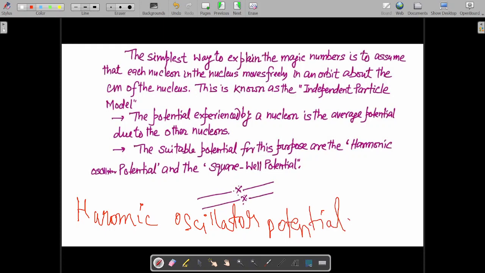Harmonic oscillator potential is the most commonly used approximation. Square well potential is also used, but that is not very common. Harmonic oscillator potential is the most common approximation which we use.